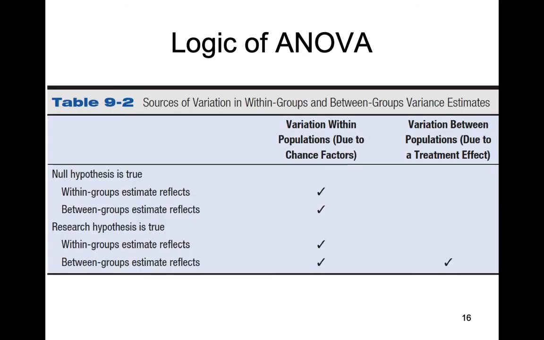And so this is a nice table in the textbook that reflects that logic as well. If the null hypothesis is true, the within groups and the between groups estimates should basically be the same, because they merely reflect variation due to chance factors. However, if the research hypothesis is true, the between groups estimate of population variance should be larger than the within groups estimate of variance, because in addition to these random chance factors, it also reflects some true effect in the population.